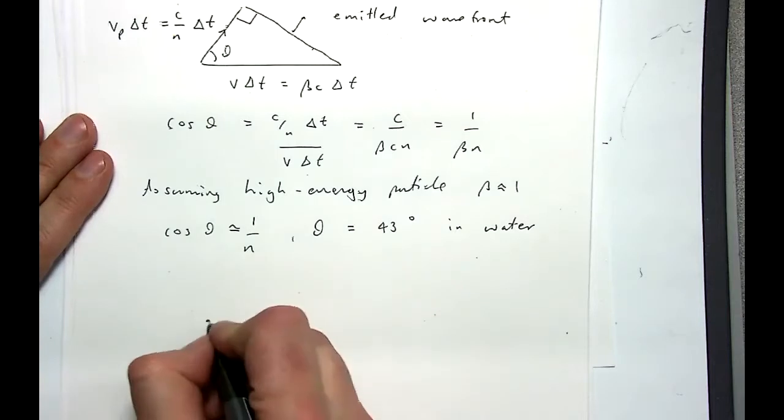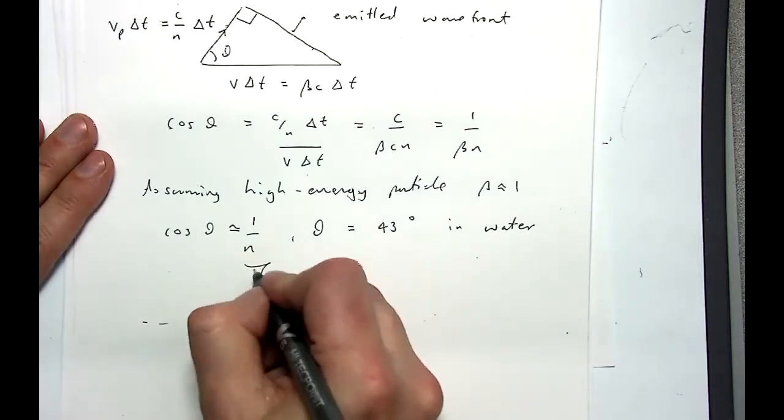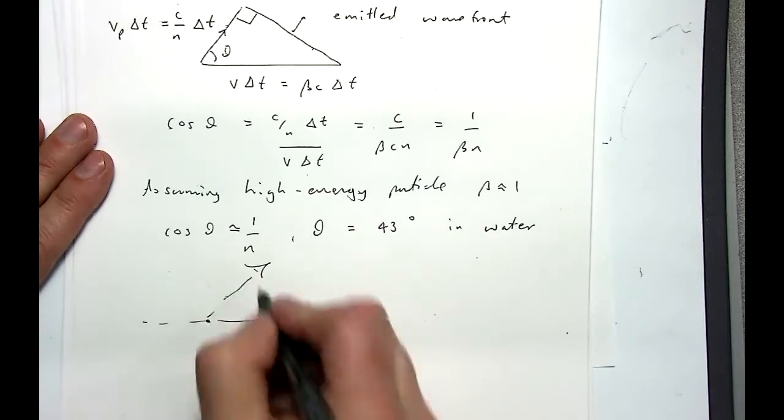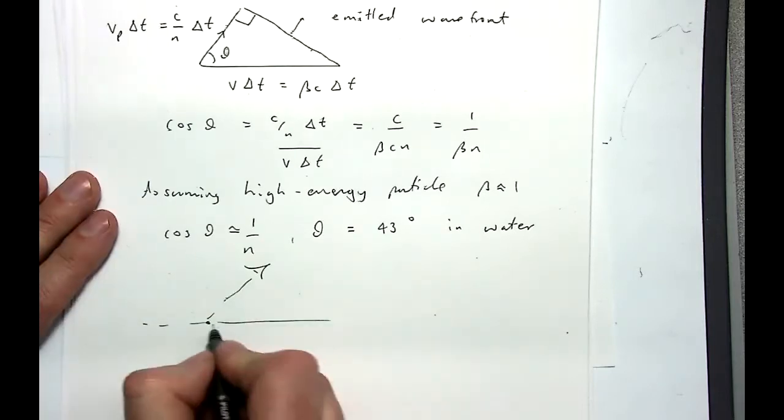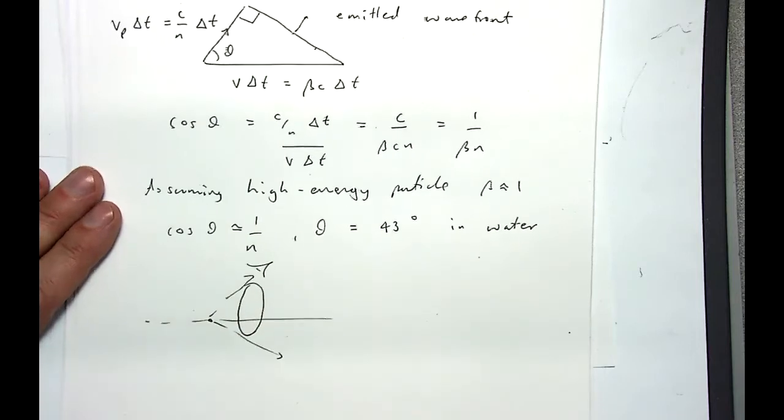So if I had a beam of those particles passing through the material, I would have to look at some angle of 43 degrees, but I could look anywhere around that cone. That's what this looks like, right? So I see a cone of light being emitted.